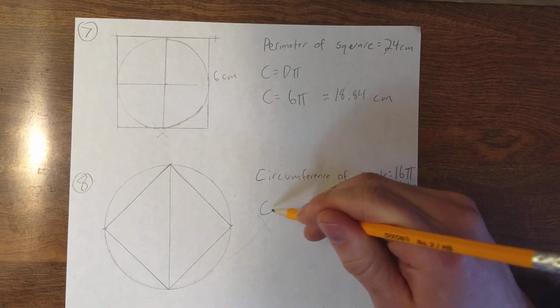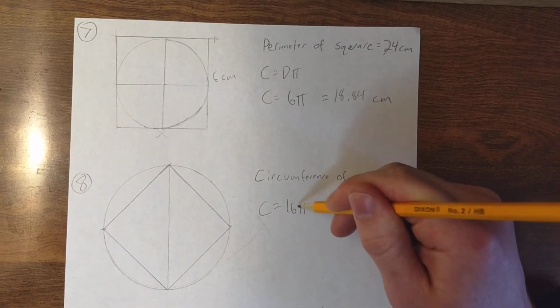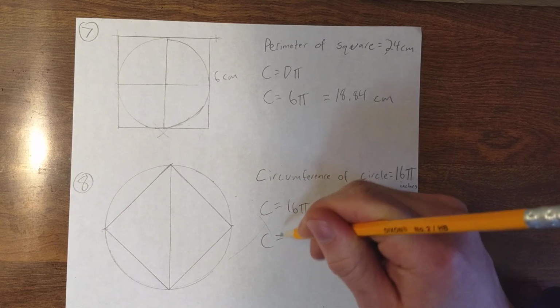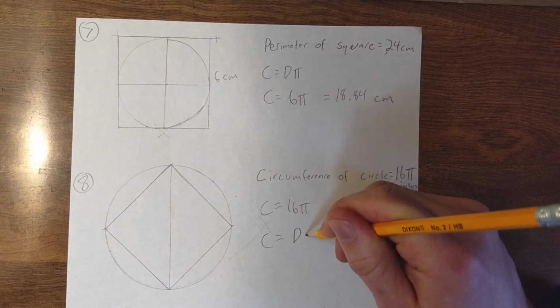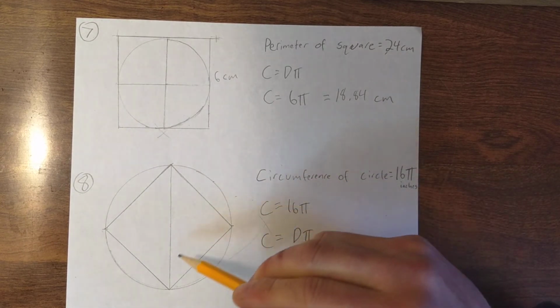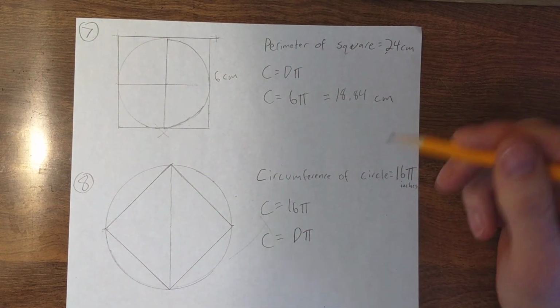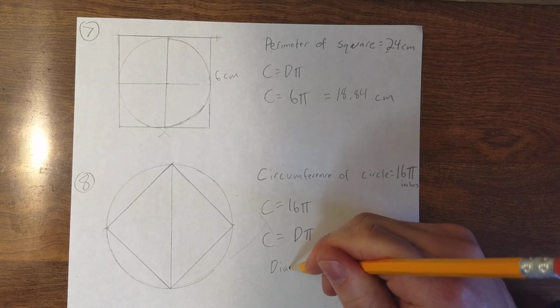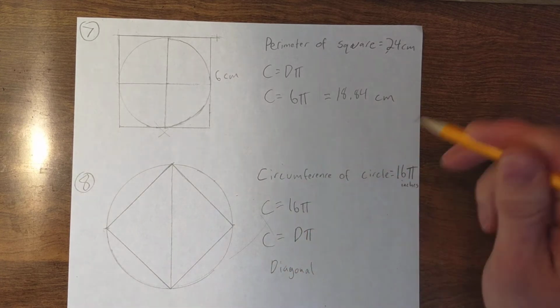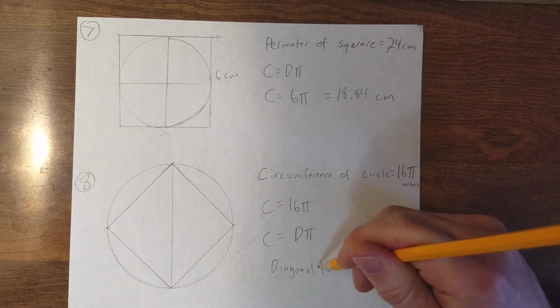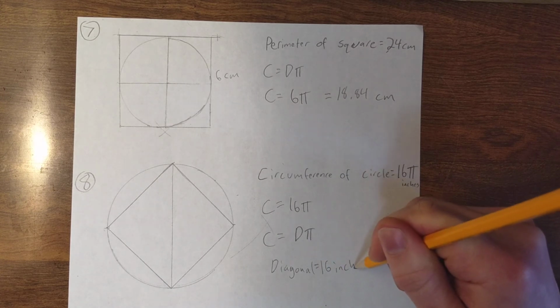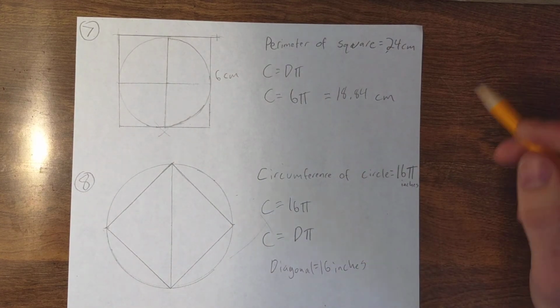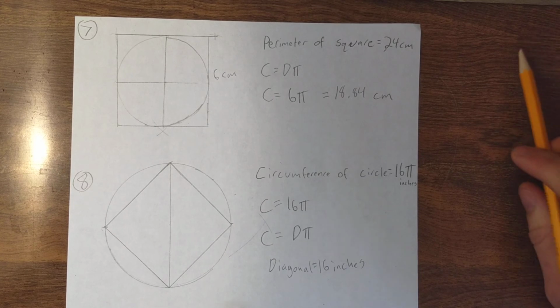Well, if circumference equals 16 pi, and we know circumference equals diameter times pi, and the diameter is the same as the diagonal, that means the diagonal is going to just equal 16 inches. So that is both 7 and 8 on page 351.